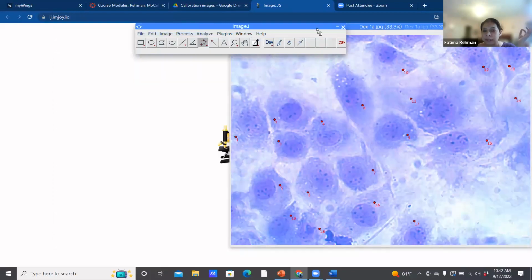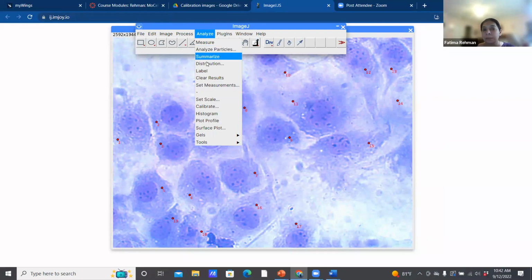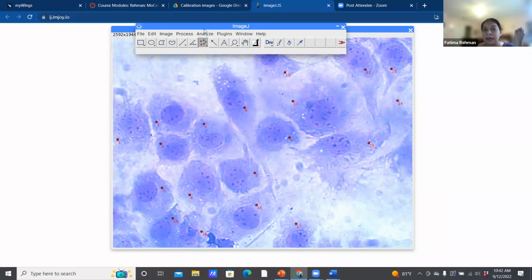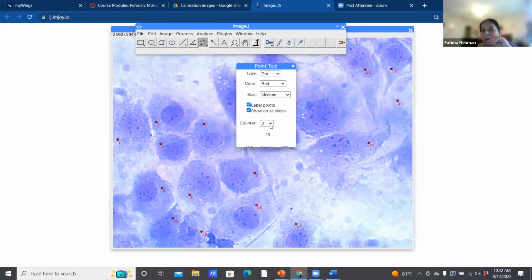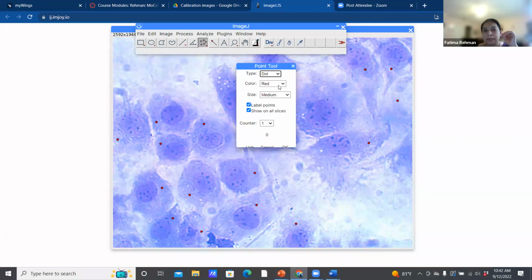Once you have counted all the cells, now remember, we also need to count the number of nuclei in the same exact image. So I'm gonna go back to this multipoint tool, and right here it says 19, that's the number of cells I have. I'm gonna go to one where it says counter, I'm gonna say one, not two. Okay, let me make sure I did that. Yes, okay.